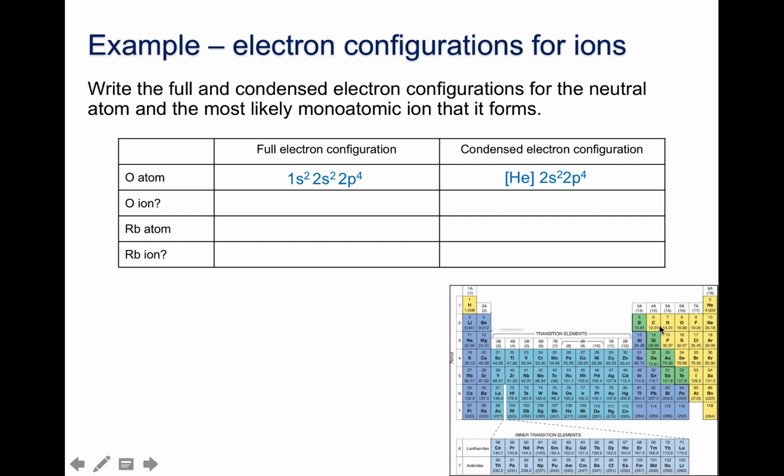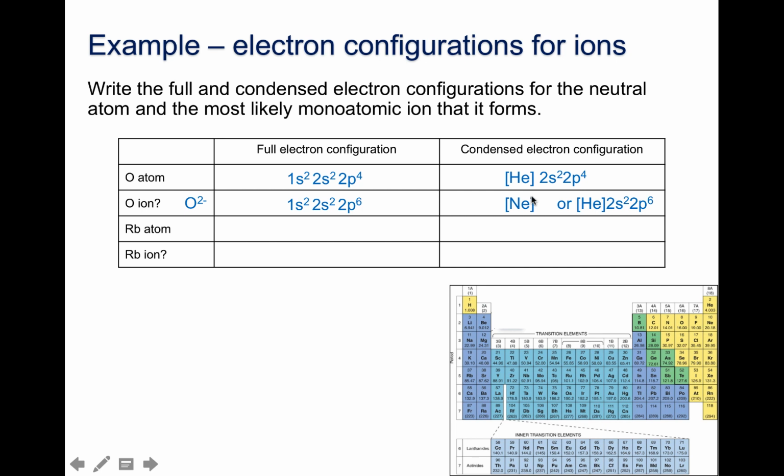And so oxygen strongly prefers to gain 2 electrons. And so that would make it an anion, O2-. And so when oxygen gains 2 electrons, where does it put those? In that p sublevel. There are only 4 in the neutral atom, and when we add 2, there will be 6. So 1s2, 2s2, 2p6.